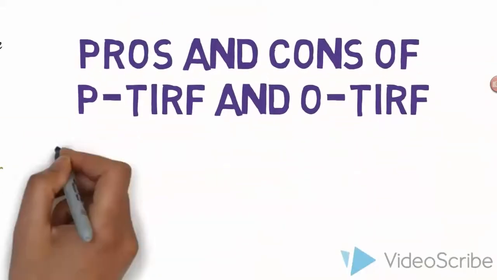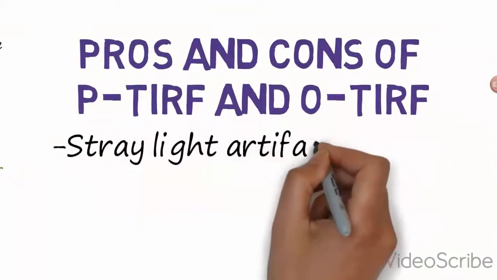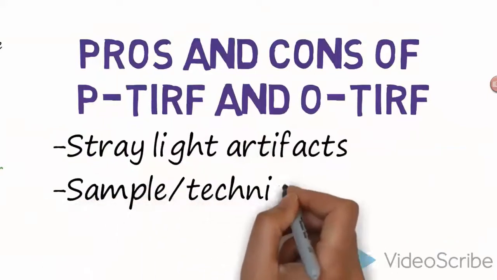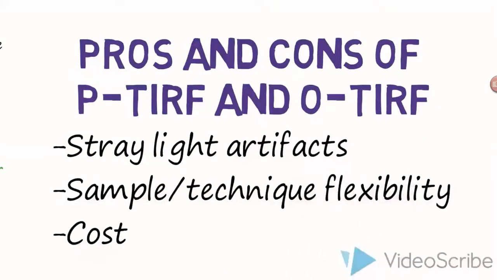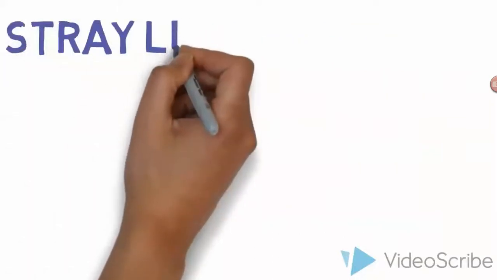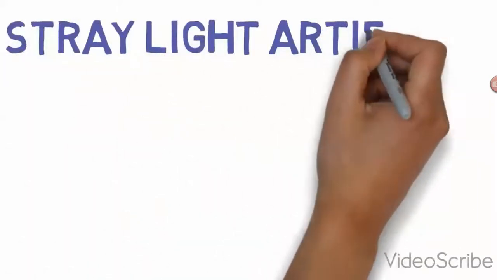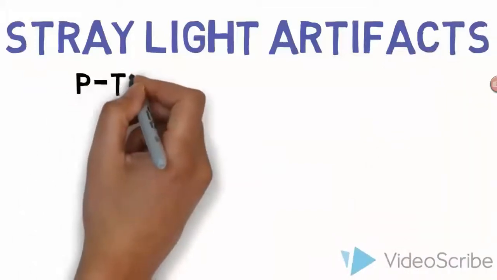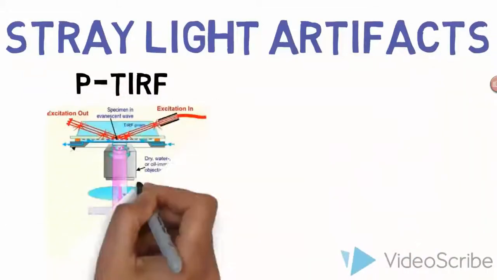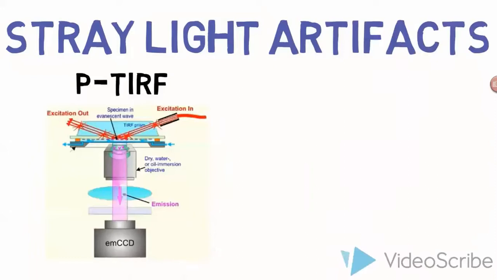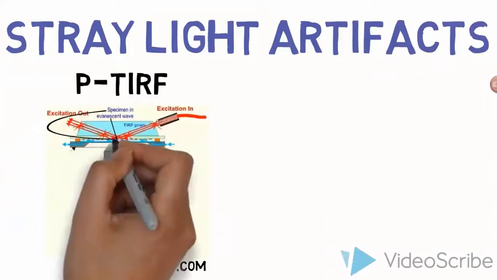Let's discuss the pros and cons of TURF-M geometries, specifically with regards to stray light artifacts, sample and technique flexibility, and cost. To get really nice nanoscale images, one wants to minimize any stray or scattered light that might cause artifacts in detection. In this category, p-TURF is the preferred geometry.